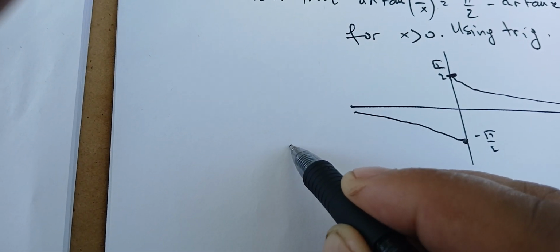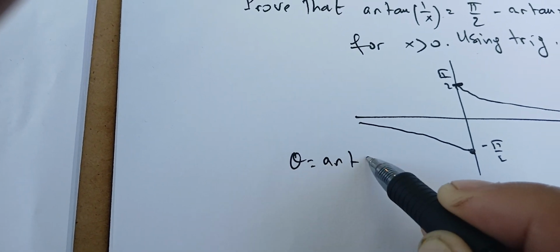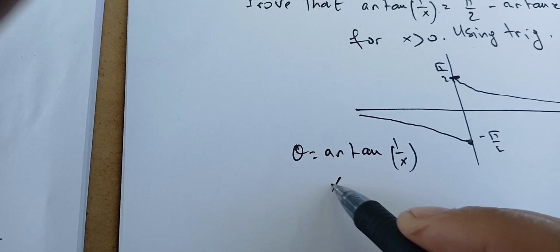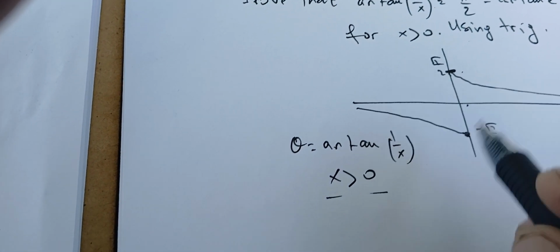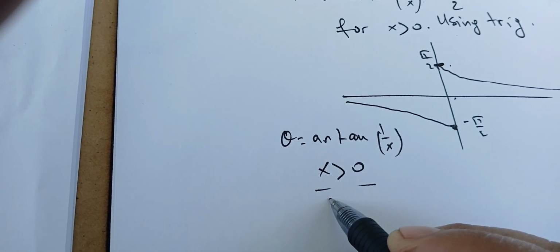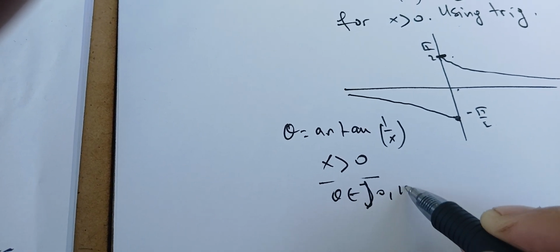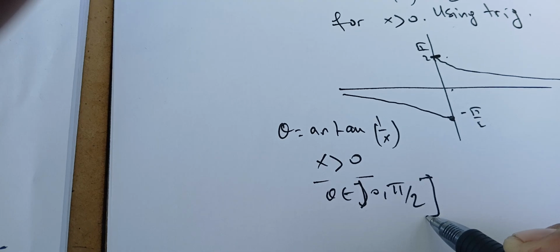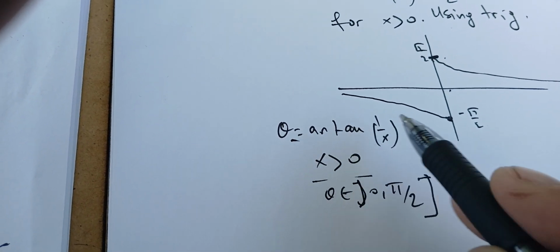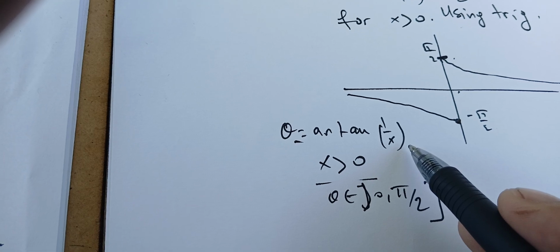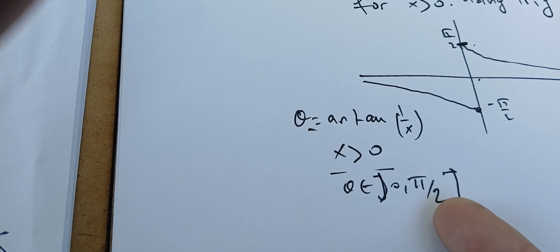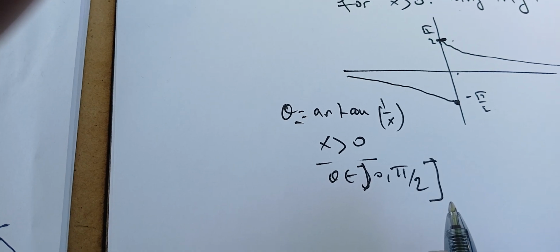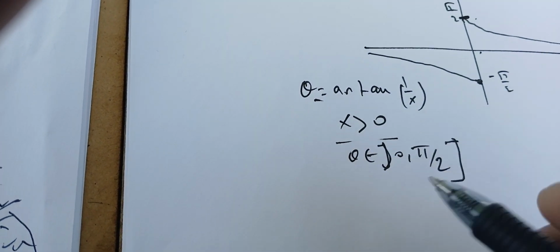So if we define theta, a new variable, as the arctangent of 1 over x, and since x is bigger than 0, theta is going to be in this interval 0 to pi over 2, 0 not included. So we have a bijection between theta and this value here. Now since theta is in this interval, we can take the tangent of theta.